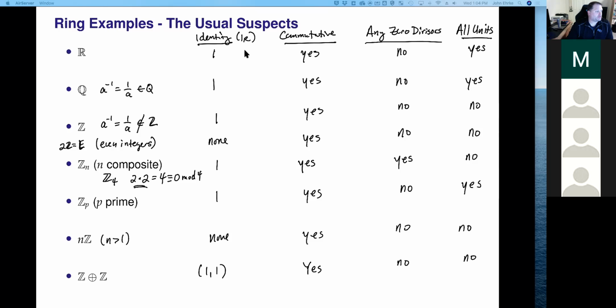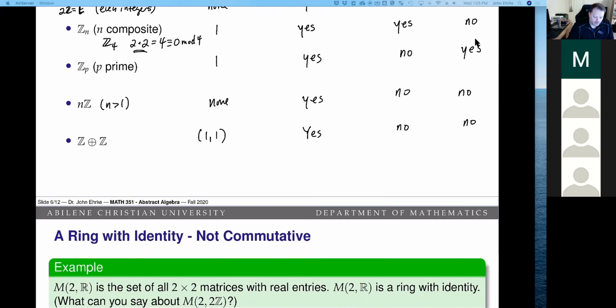What are the major things that we're considering? These are always the 4 things that we're considering in this module. Does the ring have identity? Is it commutative? Does it have 0 divisors? Are all the elements units? We're going to continue to ask those 4 questions over and over again in a variety of contexts.